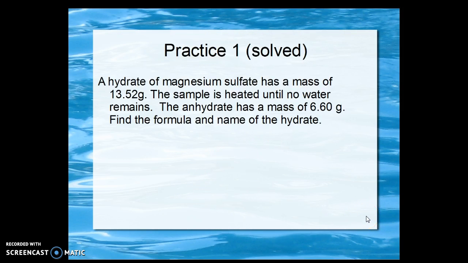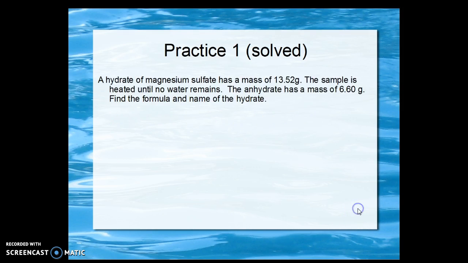Here's another practice problem, and I would encourage you to turn off the video now and solve it using the same method that we just did with the calcium chloride. We're back, and here's the problem. Magnesium sulfate hydrate has a mass of 13.52. We heat it, no water remains, and the remaining anhydrate is 6.60 grams. It's lost almost 7 grams. We want to find the formula and the name of the hydrate.